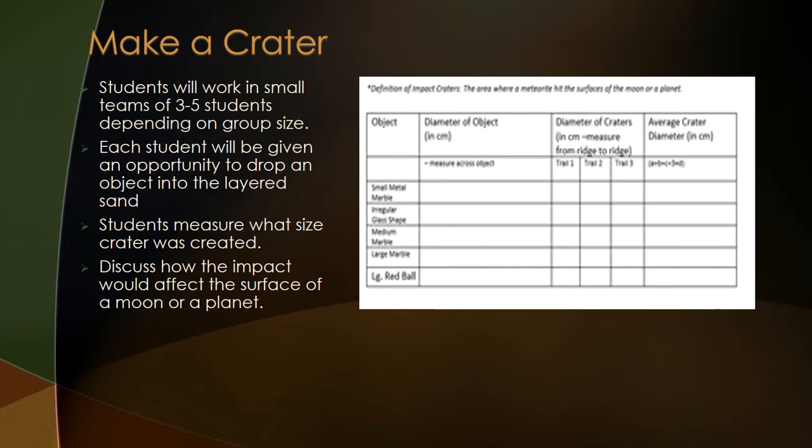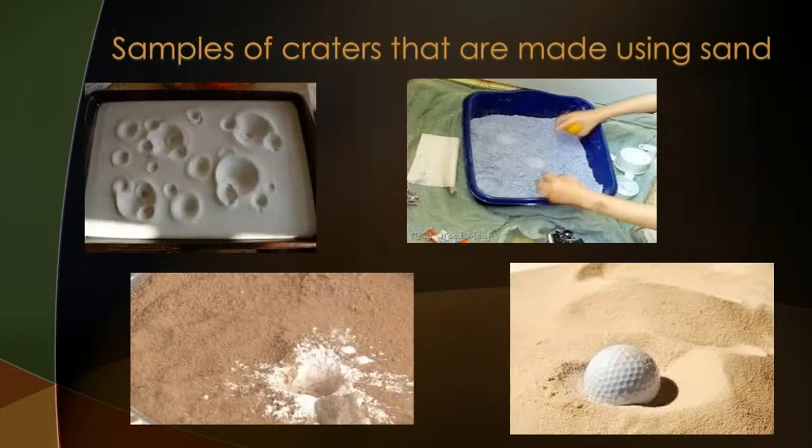They will work in small teams of 3 to 5 students depending on group size. Everyone will be given an opportunity to drop an object into the layered sand to observe and measure what size crater was created. Then they will discuss how this would affect the surface and what kind of damage it may cause. These are samples of the activity. Colored sand is used and sprinkled in layers to clearly illustrate what occurs when impact is made.